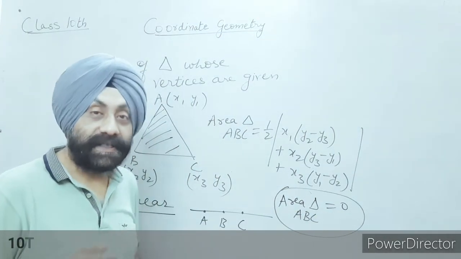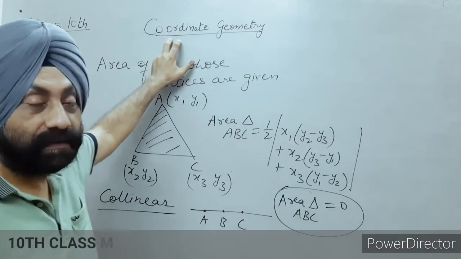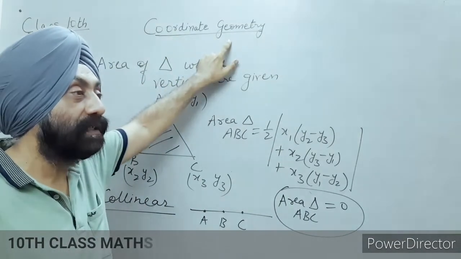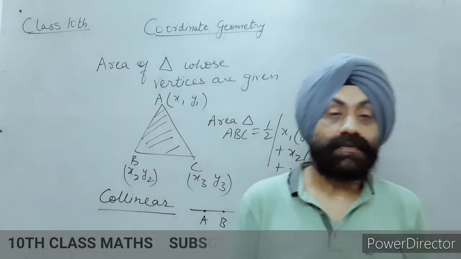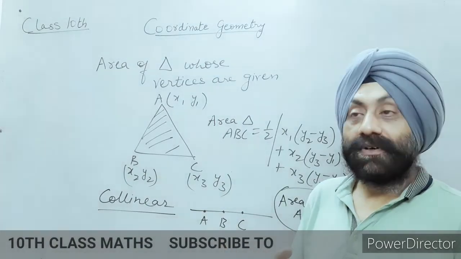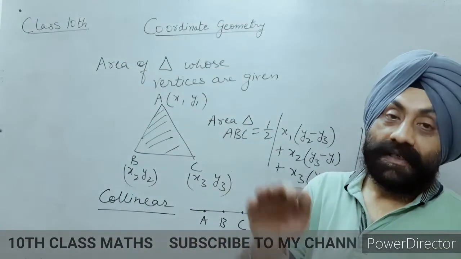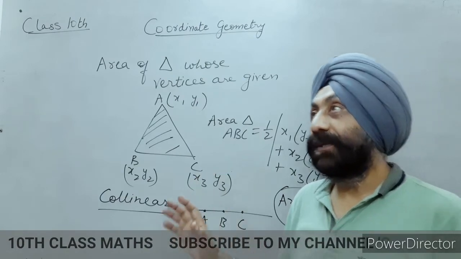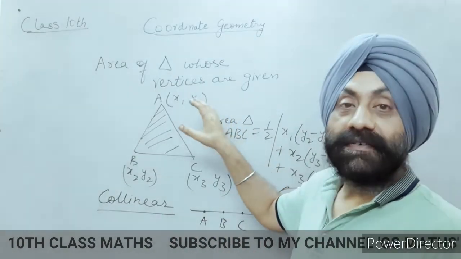These were the basic formulas which will be used in this chapter, that is coordinate geometry. First one is the distance formula, how to find the distance between two given points. Second was the section formula for internal division, for external division, and how it became the midpoint formula when the point P was at the midpoint of AB.